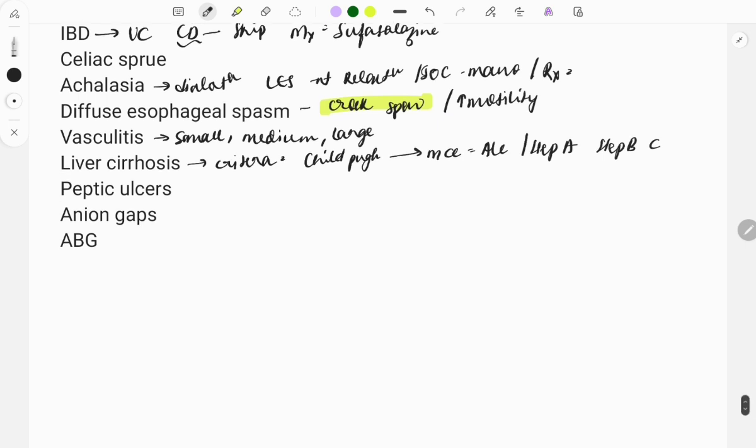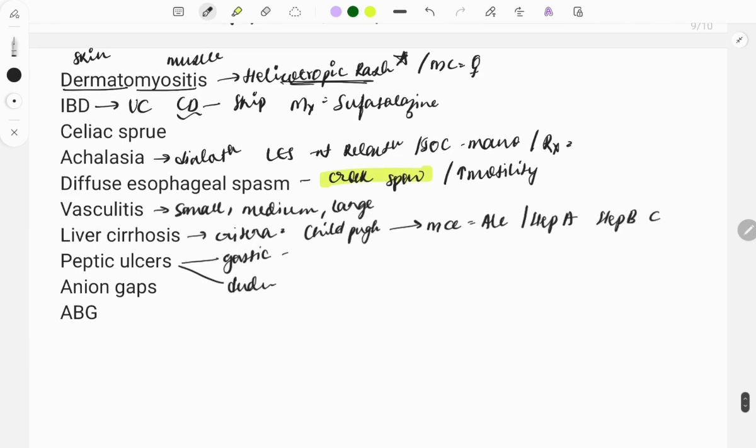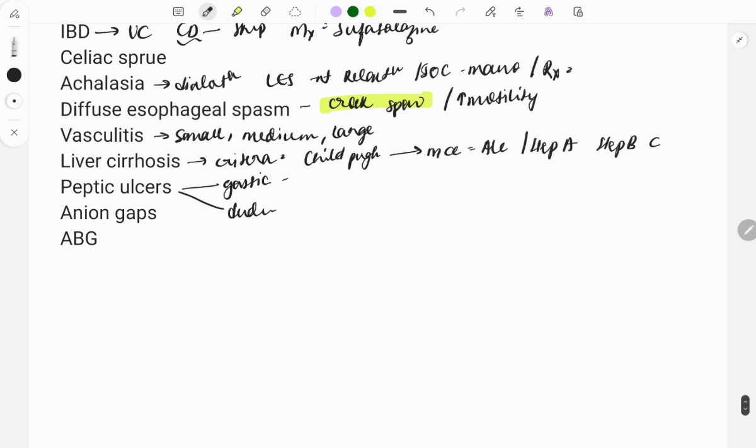In the next topic, the peptic ulcer. There are usually two kinds, the gastric ulcer and the ulcer on the duodenum. So you need to know the differentiating factors, like if the pain occurs just after eating, then it is gastric, and if the pain occurs 1 to 2 hours after eating, then it is duodenal. And you need to know the complications of these peptic ulcers, like it can lead to perforation and bleeding. And also the treatment, we will be using PPIs, and if there is perforation or bleeding, then we need to do surgical treatment.